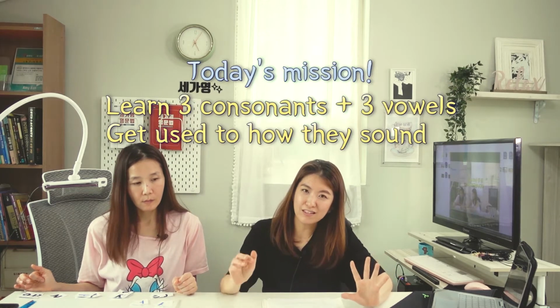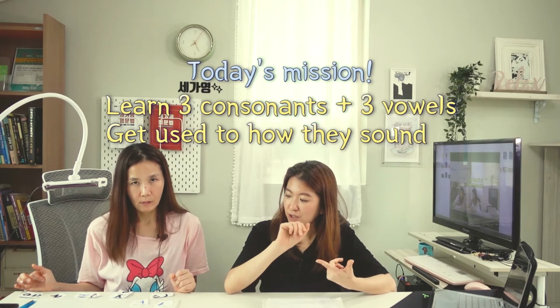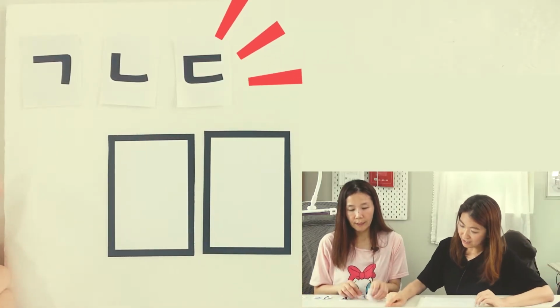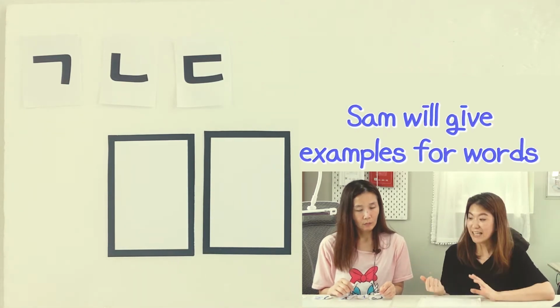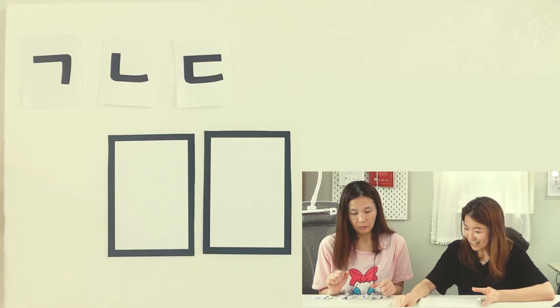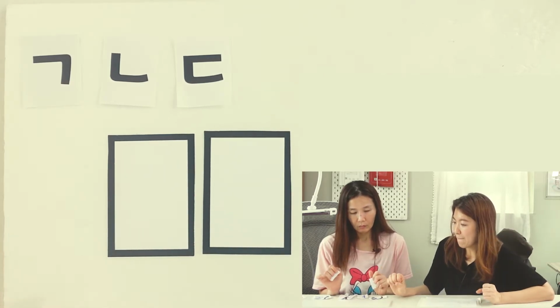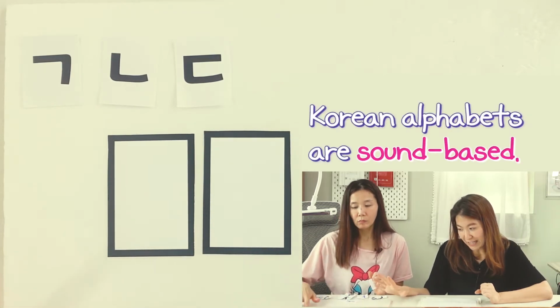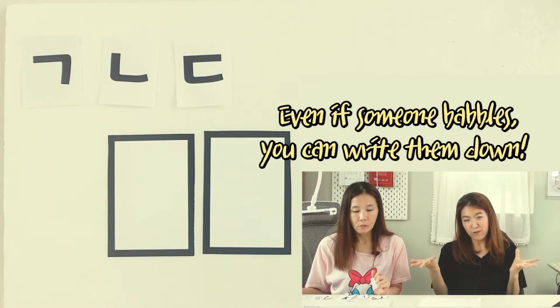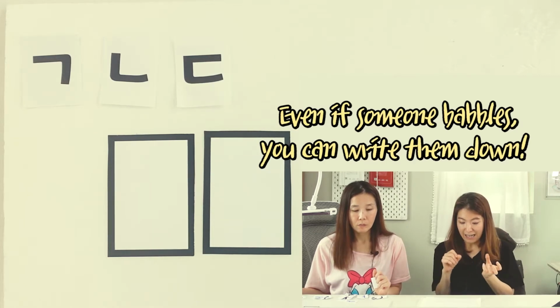In the Korean language system, we have 19 consonants and 21 vowels. But we're not covering everything today. So we're going to just cover 3 consonants and 3 vowels. These are the consonants we are going to learn today. My friend Sam will give you examples and she can show you how to pronounce these alphabets. Korean alphabets are not meaning-based like Japanese or Chinese, but sound-based, which means that even if someone babbles or speaks some language you've never heard of, you can just write it down right away.